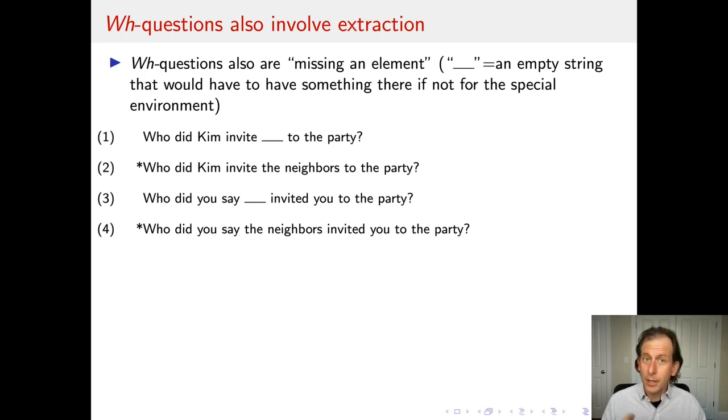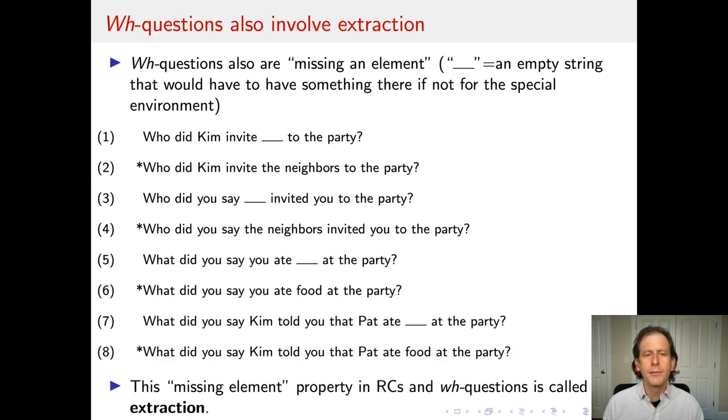Likewise, and now I'm going to show you that this actually holds even when more intervening material is interposed between the WH phrase and the place where the element can't be. So, who did you say invited you to the party? That's also perfectly fine. And if I add an explicit subject, now notice this is an extracted subject position. It's who's doing the inviting. If I make that explicit, it becomes unacceptable once again. Who did you say the neighbors invited you to the party? It's off.